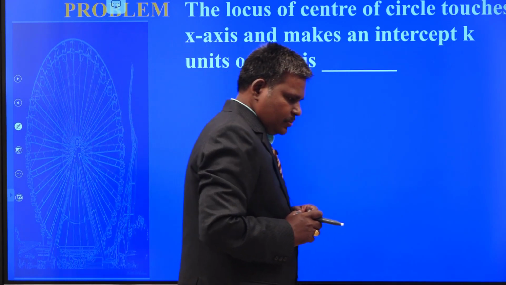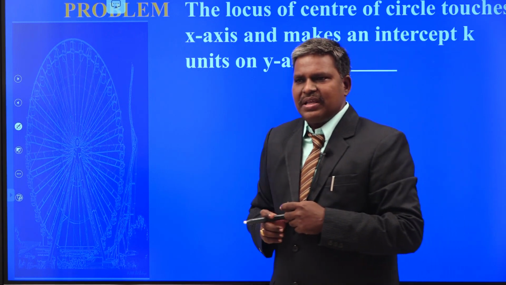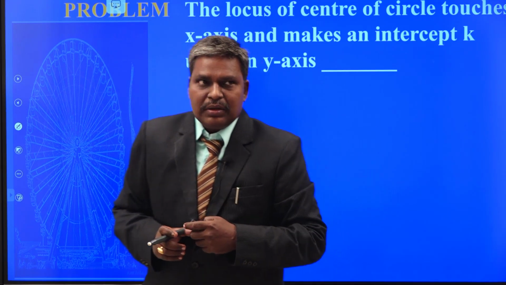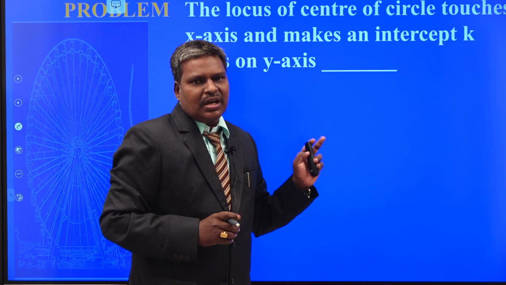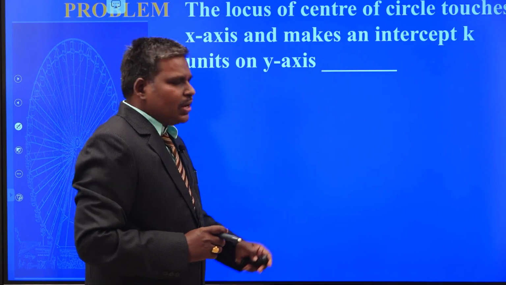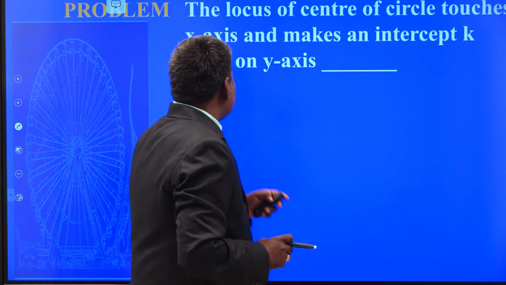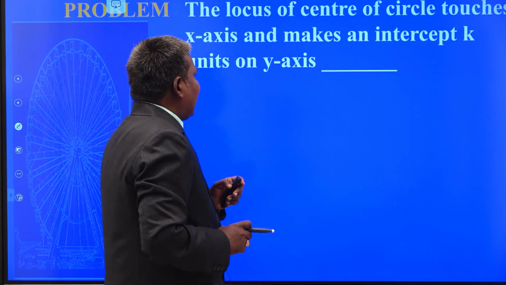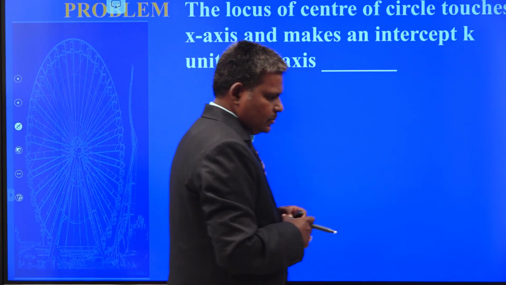This is the question. All the problems related to locus are very important. It is very easy for you when you draw the diagram to the corresponding problem. See this question. Here you have to find out the locus of the center of a circle that touches the x-axis and makes an intercept k units on the y-axis.